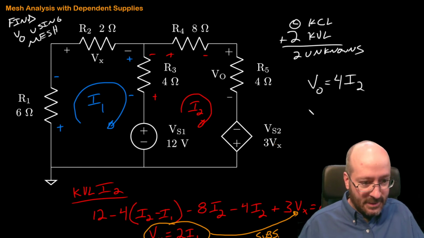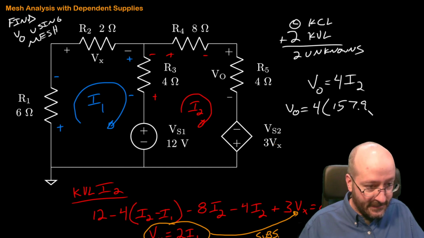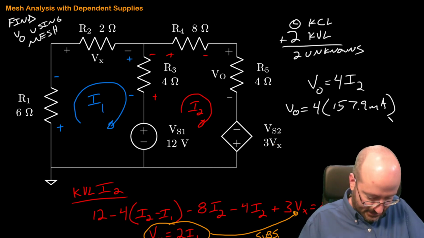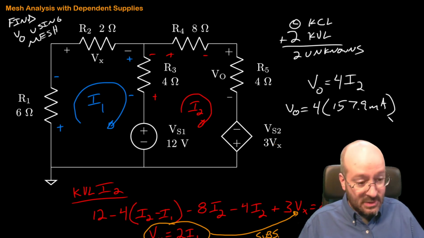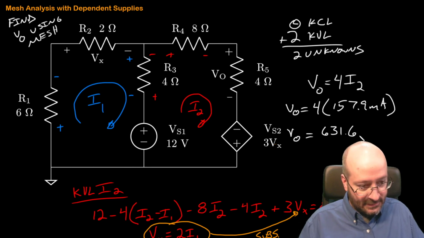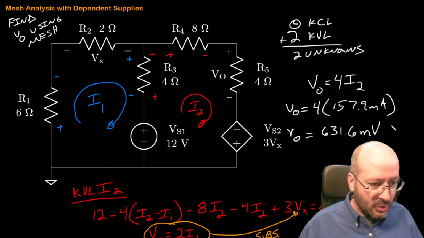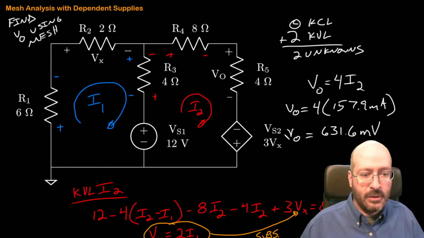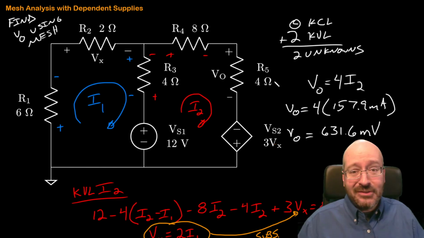So V out is equal to 4 times 157.9 milliamps. So let me give that a go on my calculator here. And we get V out is equal to 631.6 millivolts. Okay, what's your unit? Amps times ohms. This was in ohms. That was 4. Is that 4 ohms there? Okay, so not drastically different.